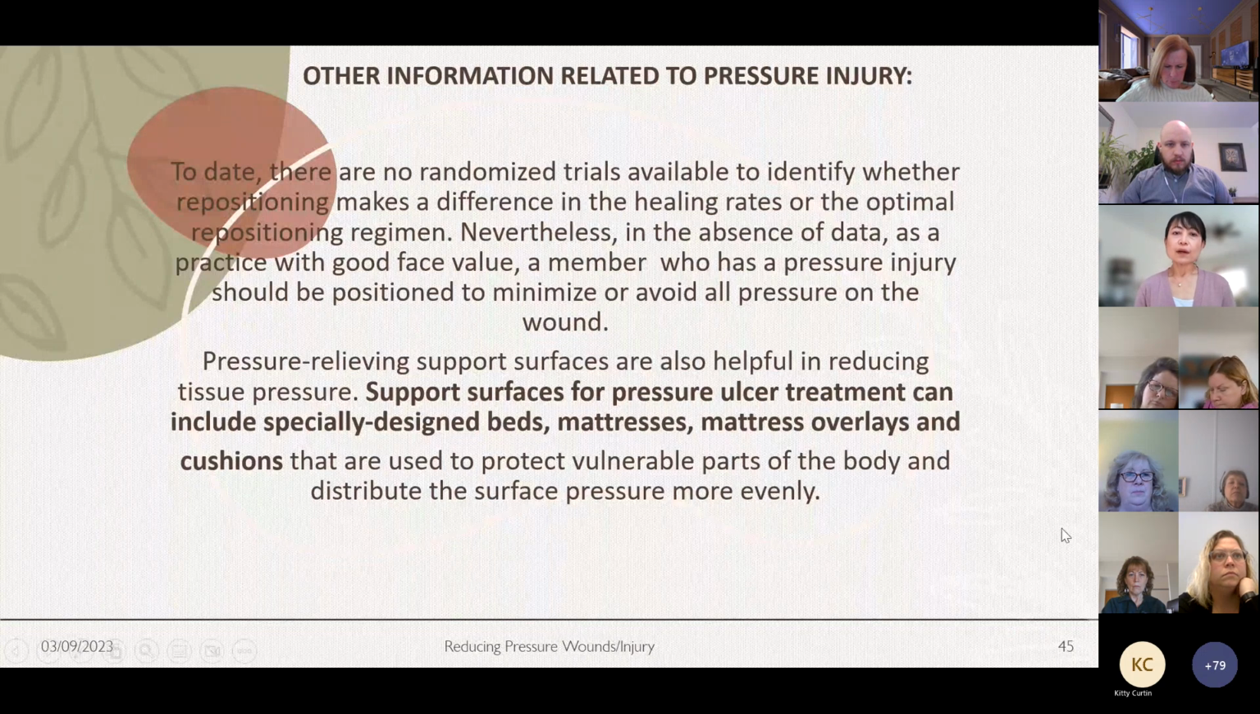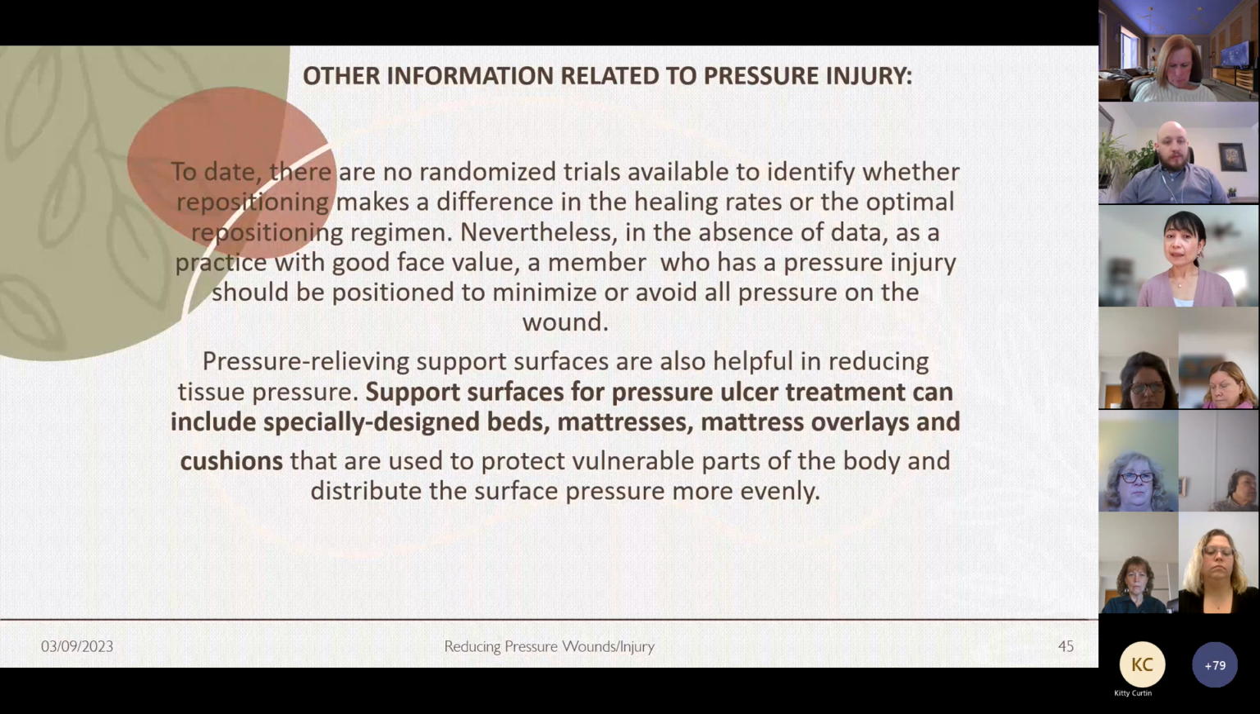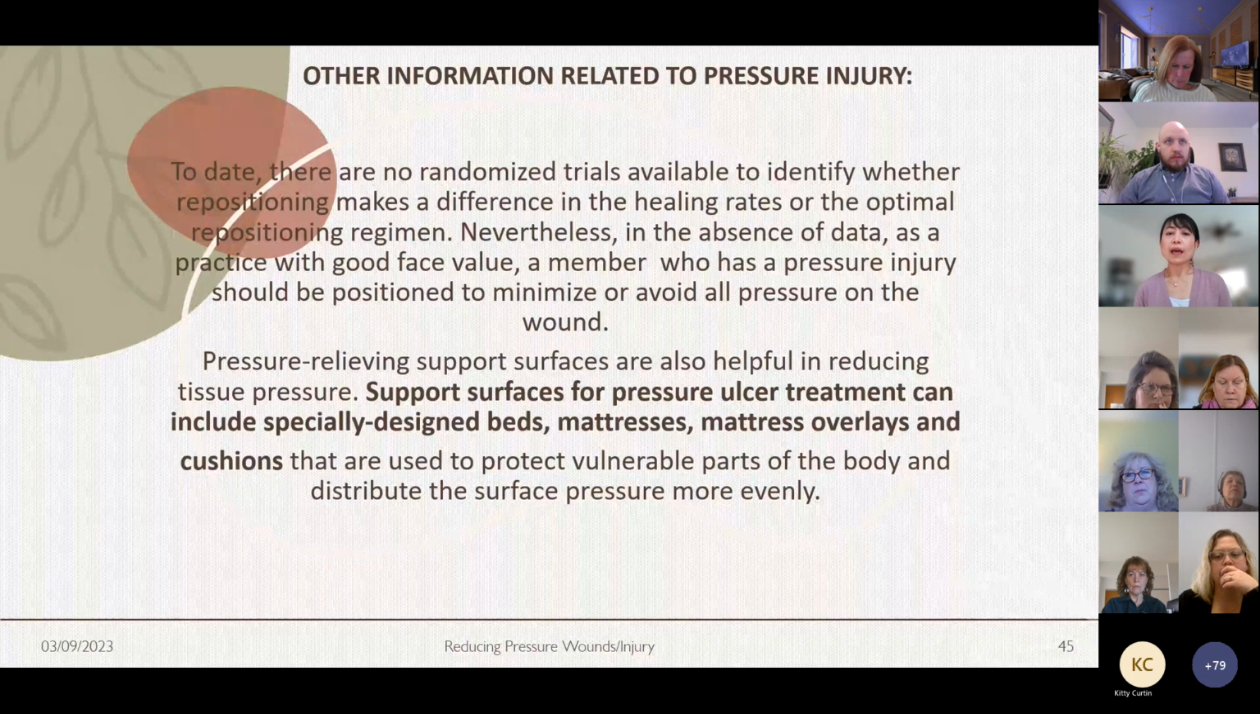Pressure relieving support surfaces are also helpful in reducing tissue pressure. Support surfaces for pressure ulcer treatment can include specially designed beds, mattresses, mattress overlays, and cushions. We work closely with VRNS. Sometimes they have specific safety supportive devices or medical equipment that we can reach out and discuss with them, and ask for their suggestions. We can reach out to them. Next slide, please. Almost done.